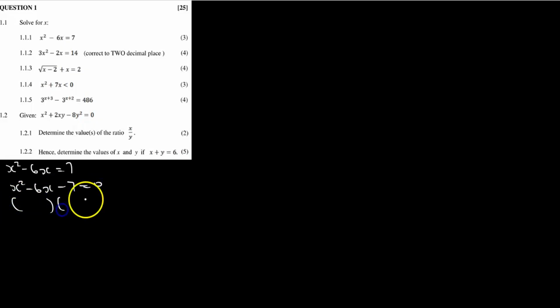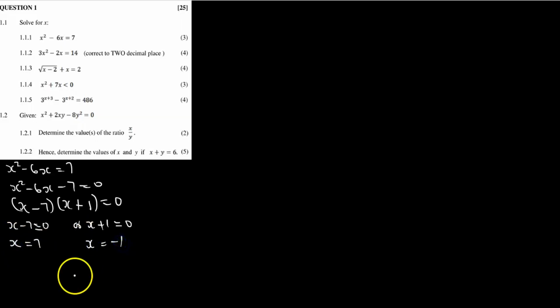And then from there we factorize the left hand side. The factors of x squared are x and x. Factors of 7 that, when subtracted, give you 6 are 7 and 1. The signs are not the same. The bigger one is negative, and then you take this bracket and equate it to 0, and this one you equate it to 0. So you've got x minus 7 equals 0, or x plus 1 equals 0, and then this gives x as 7 or x as negative 1.